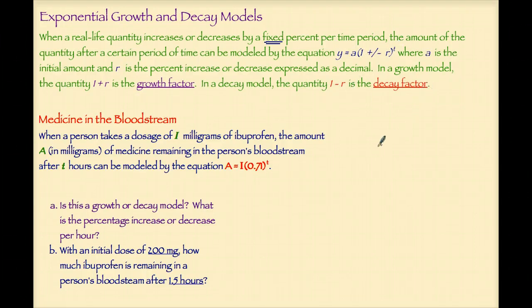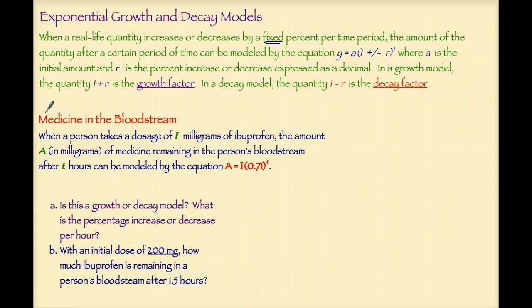Imagine you have an initial population of, say, 4,000. If it's increasing by, say, 5% a year, you would have y equals 4,000 times 1 plus 0.05 to the t power. Or if it was decreasing by 5% per year, it would be y equals 4,000 times the quantity 1 minus 0.05 to the t power. Let's look at this with an example.